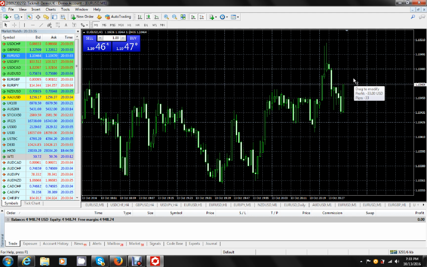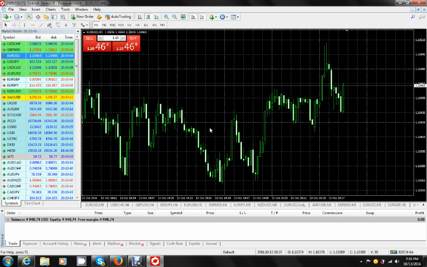And it hit my stop loss. That's why it disappeared. You just hit it now. So I've just lost $33. You can see now my account is on 4,948. So that's the take profit and stop loss.